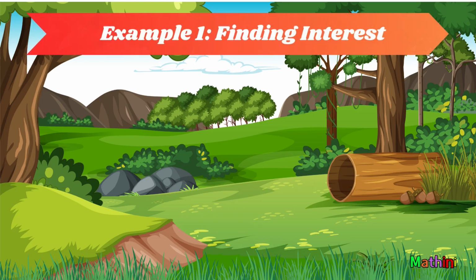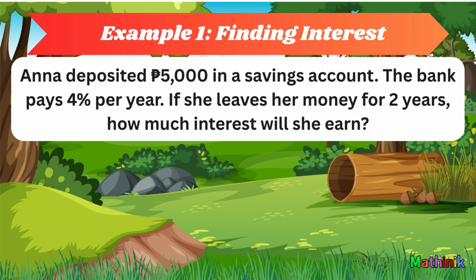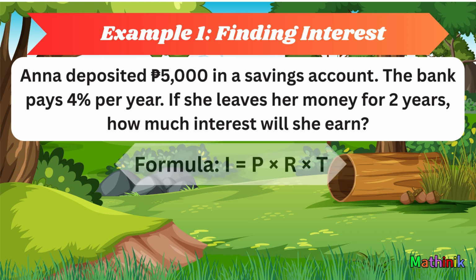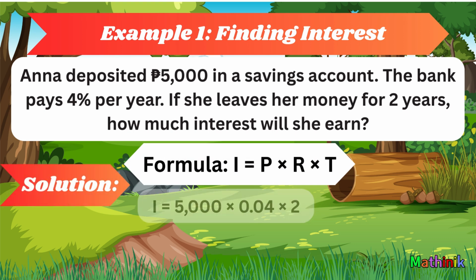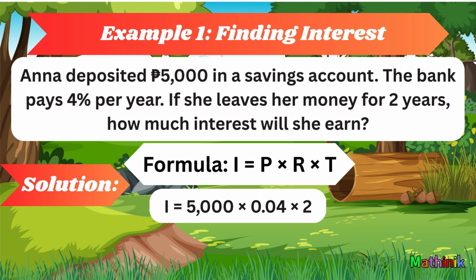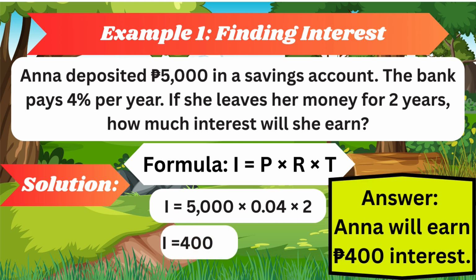Example 1. Finding interest. Anna deposited 5,000 pesos in a savings account. The bank pays 4% interest per year. If she leaves her money in the bank for 2 years, how much interest will she earn? The formula for finding the interest is I equals P times R times T. Solution? I equals 5,000 times 0.04 times 2. Then, I equals 400. Therefore, Anna will earn 400 pesos interest after 2 years.